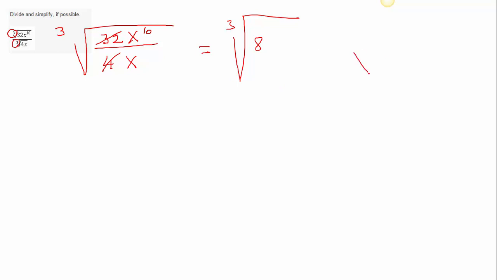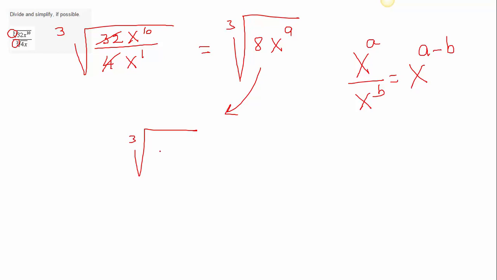When you divide, here is the rule for division. x to the power a over x to the power b. Having the same base, I can subtract the numerator minus the denominator. So this is 1. 10 minus 1 is 9. So this is x to the power 9. But you know that cube root of 8 is 2. And this one I can change to a rational exponent. So here is what we can do. I can split this into two radicals. Cube root of 8 times cube root of x to the power 9.